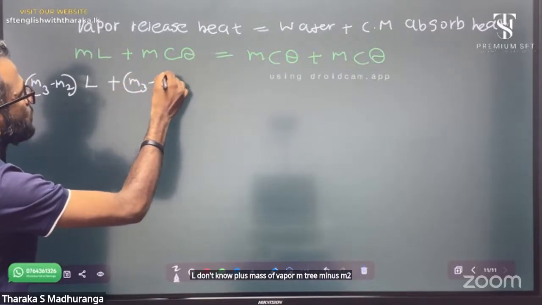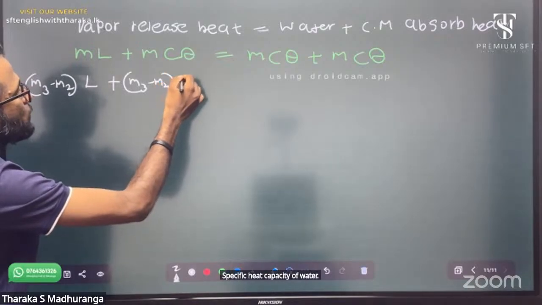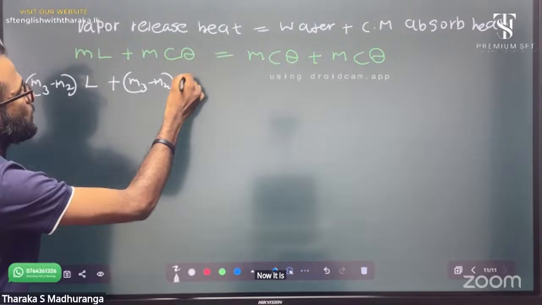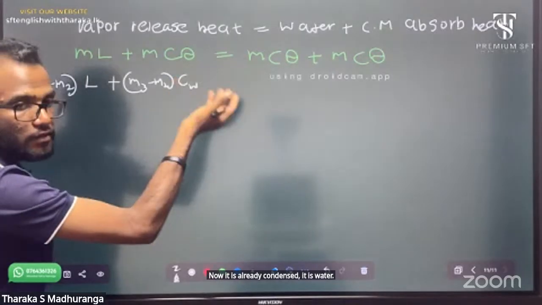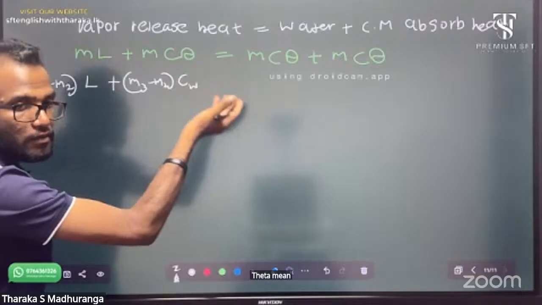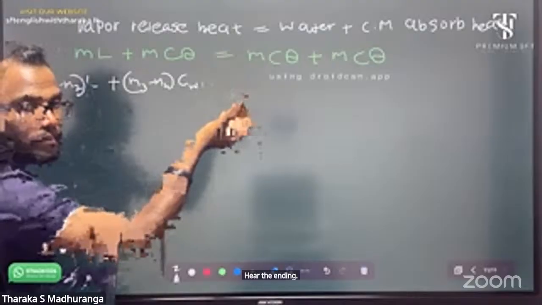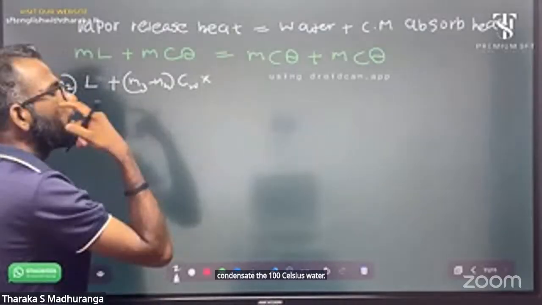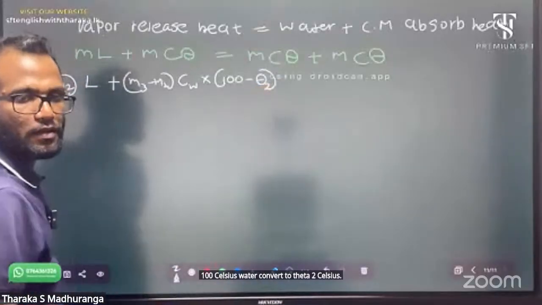Specific heat capacity of water. Now it is already condensed, it is water. Theta means the temperature difference of the vapor. Here it is 100 to theta 2, so 100 minus theta 2. The condensed 100 Celsius water converts to theta 2 Celsius, 100 minus theta 2.